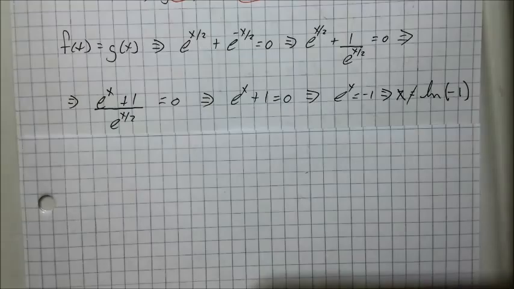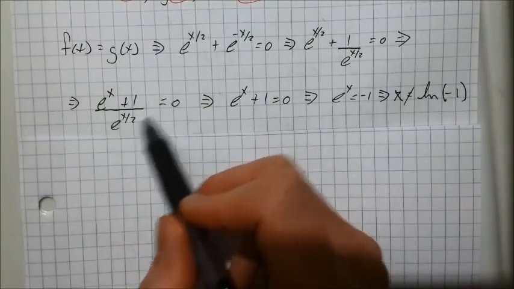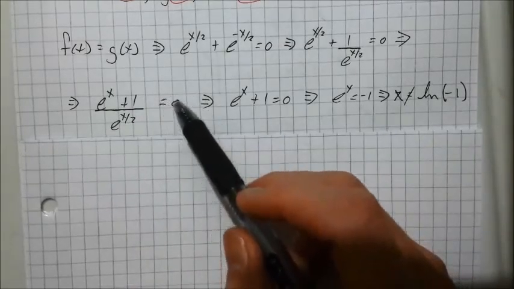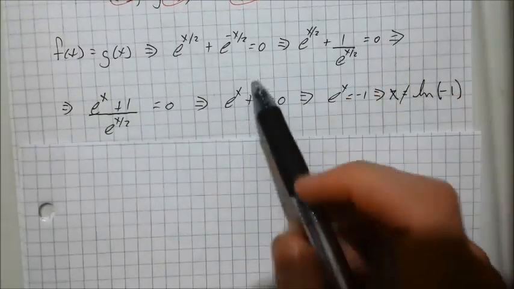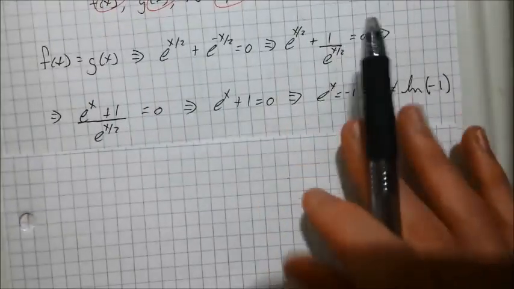over e to the x over 2. From here, the reason we found this is now we can multiply it out. We can multiply both sides by e to the x over 2, which 0 times e to the x over 2 is just 0, because 0 times any value is 0, leaving us this numerator here, e to the x plus 1 equals 0. And from here, it's fairly simple.